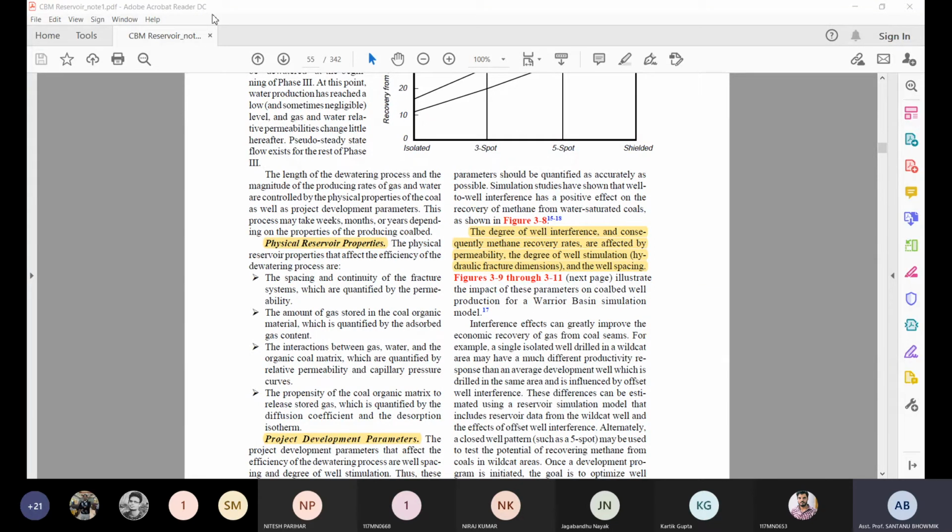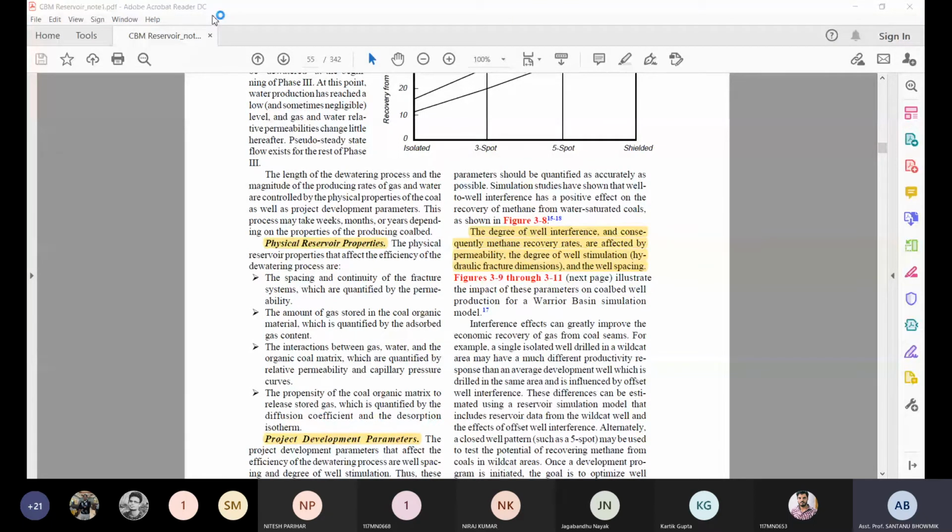If the aperture is going to close depending on the water pressure, depending on the surrounding pressure, what will happen? The Q, meter cube per second flow, the quantity flowing per second, which is going to increase the permeability, that will also be less. So in that case, from the same coal, you are going to get very less production.